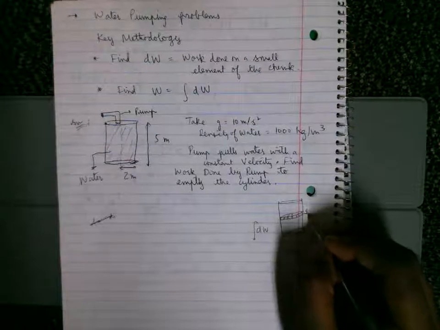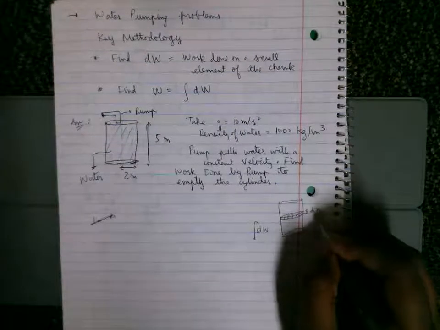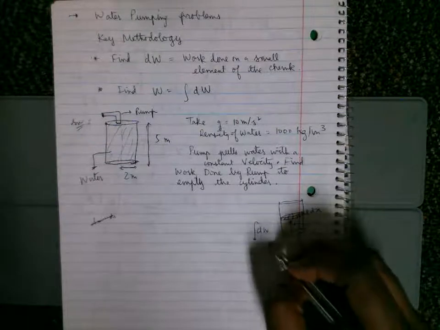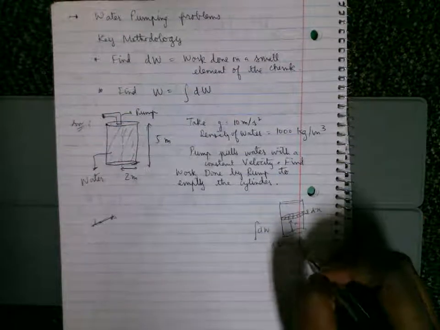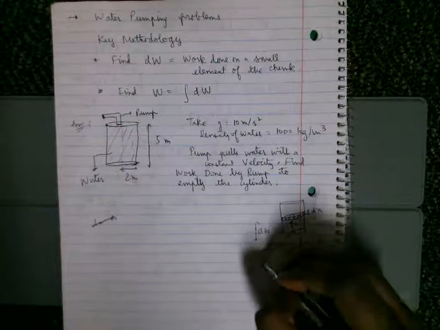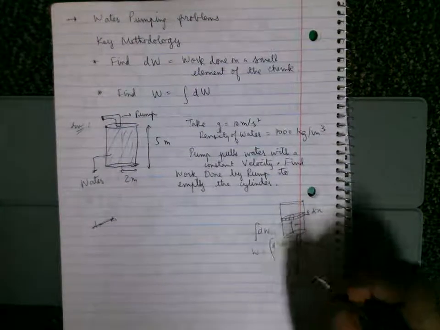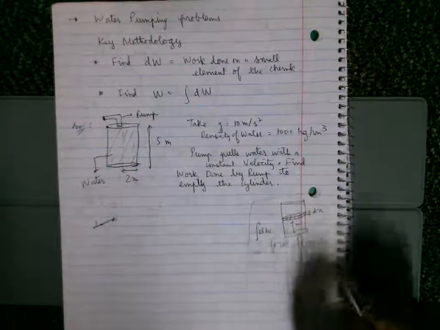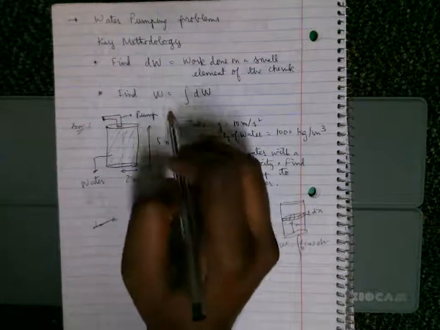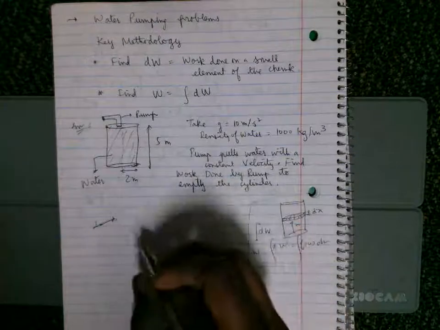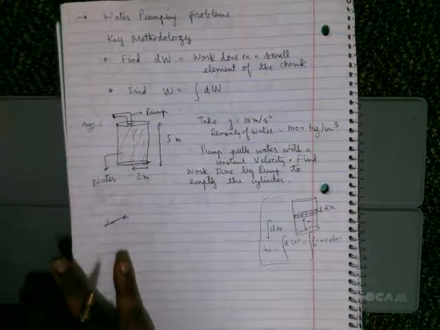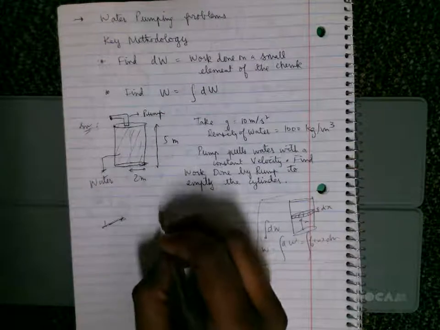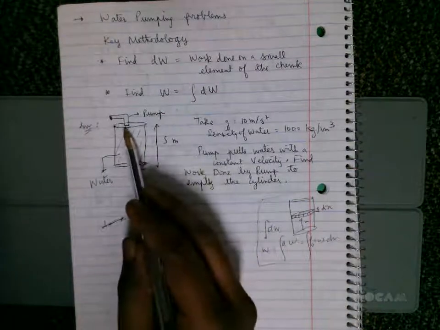So this small chunk of water will have, let's say, height dx, and it is at a height x. Then dW will be some function of x times dx, and when we want to find the work, we need to integrate this function. So that is what essentially we'll be doing. So there are two steps: find dW, and find W by integrating dW. Right. So let's look at this example.